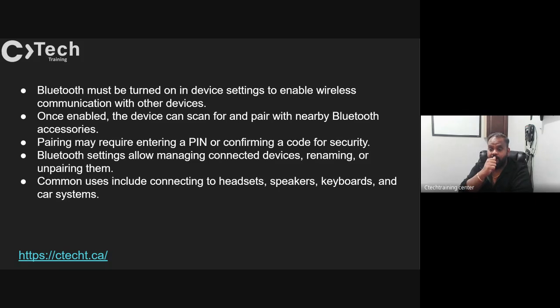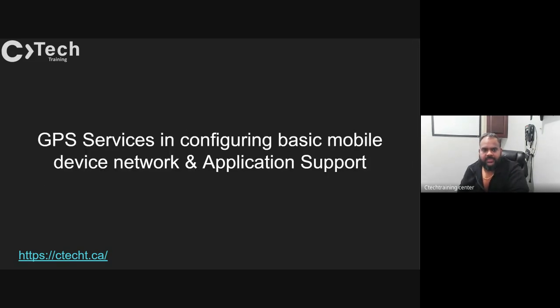This is something they ask in the question, okay, in the exam. In terms of pairing, is it a secure connection or non-secure connection? Almost all Bluetooth devices right now, in the standard, you do have to approve it, okay? Approve, authorize, or enter a PIN or confirm a code for security. Okay. Bluetooth settings allow managing connected devices, renaming, or unpairing. Common uses include connecting to a headset, speaker, keyboard, and car system. You can think of anything else too, right? GPS service.